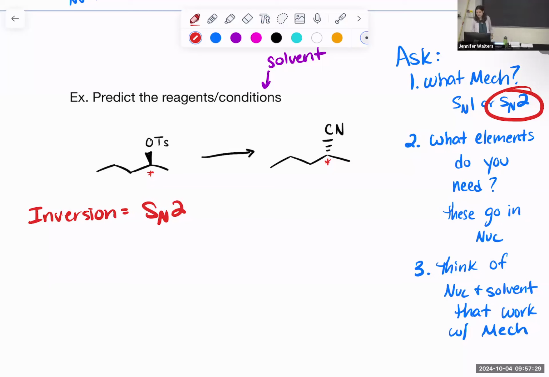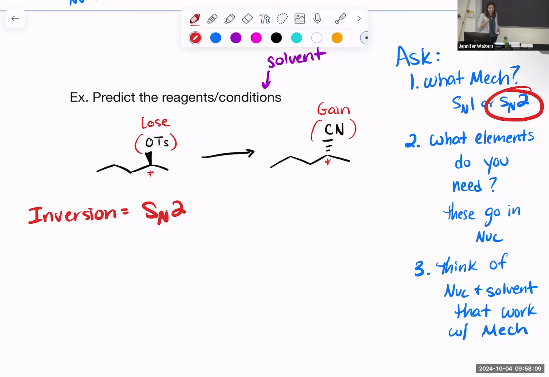The next question is, what elements do I need? So what is different? What is changed between my reactant and my product? What elements do you have? Yeah, we switched out the functional group. So we went from OTs to CN, right? We went from that tosylate to a nitrile. So we need to lose this thing, and we need to gain this thing.